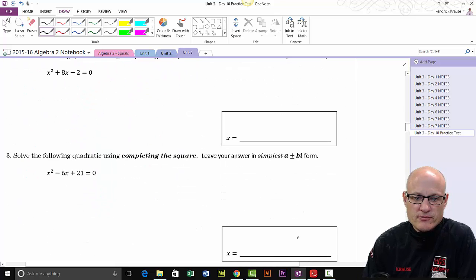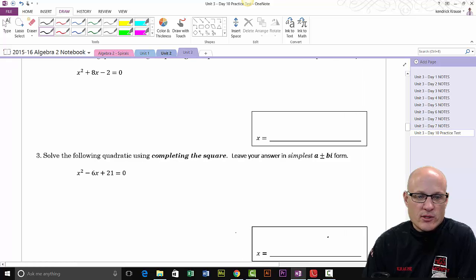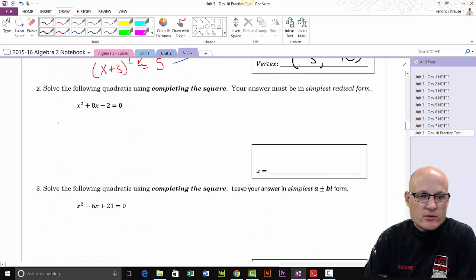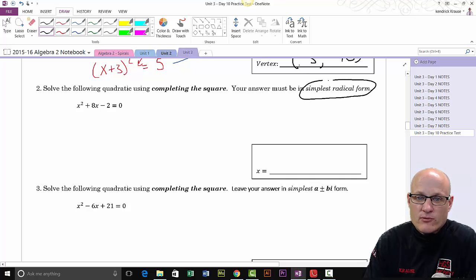So kids, we are on completing the square. All I want to do is solve this equation by using completing the square. This is a little bit more complicated. Notice it says in simplest radical form, so we're probably going to have to do some simplifying when we're done. And I don't want a decimal answer.